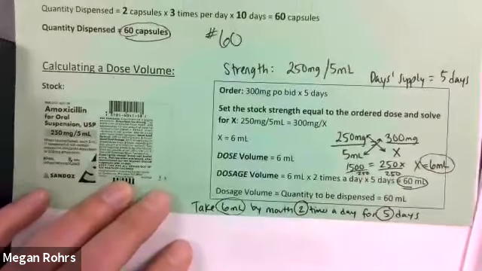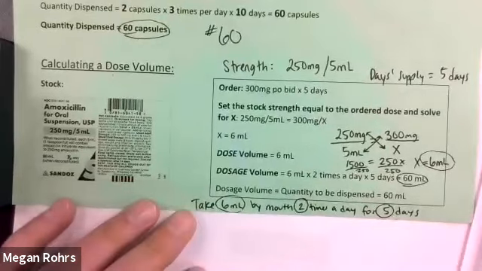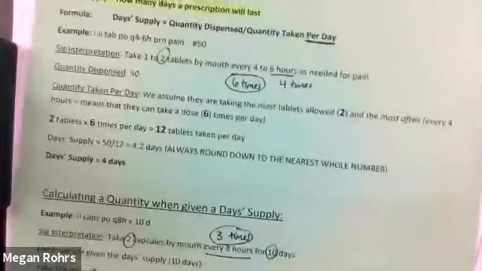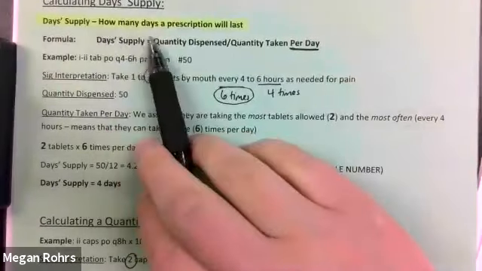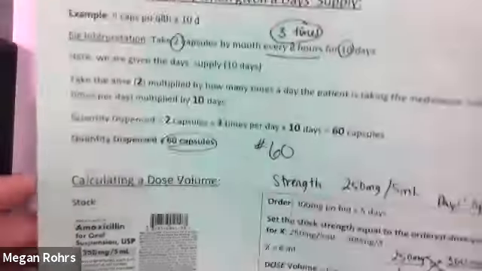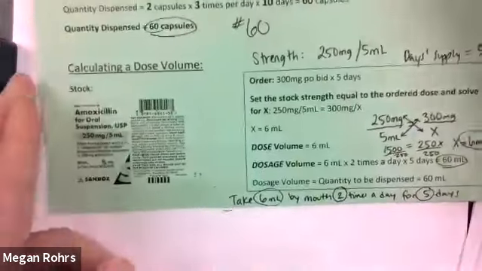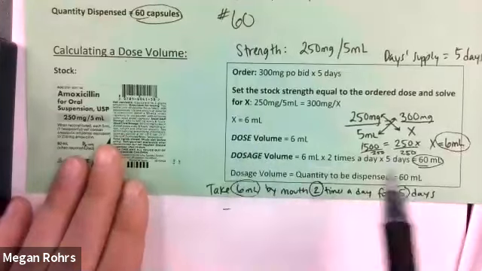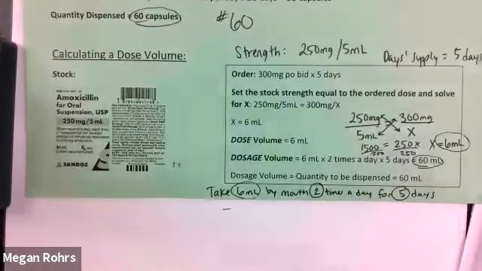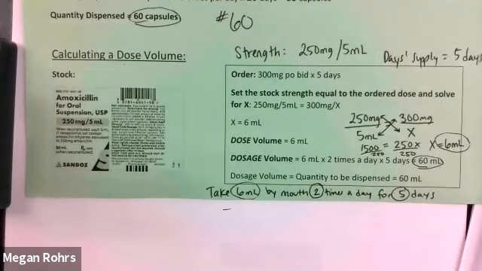Now, when you're starting out, a lot of students get these two concepts confused. So please keep in mind, day supply is always how many days the prescription will last. And then the quantity is going to be the same thing as our dosage, which is how much we need of our medication to last for that entire duration.